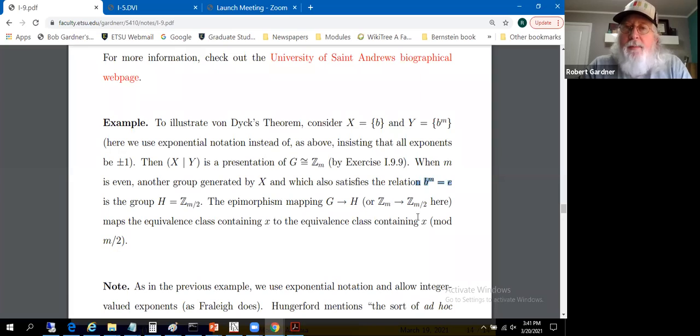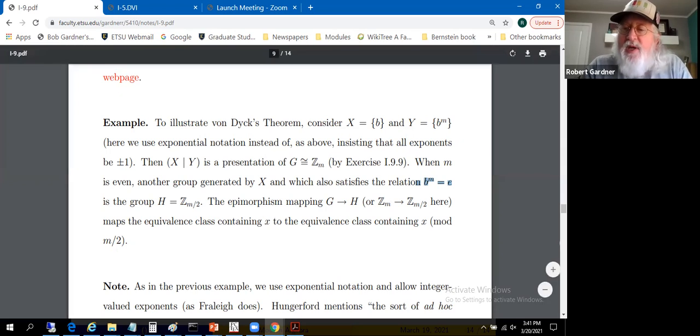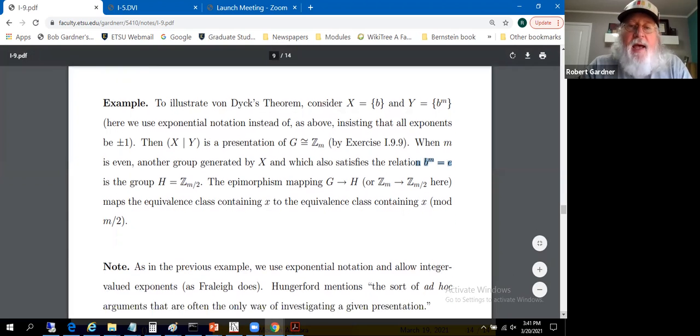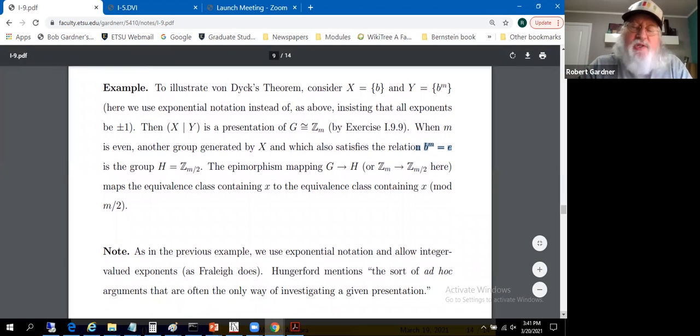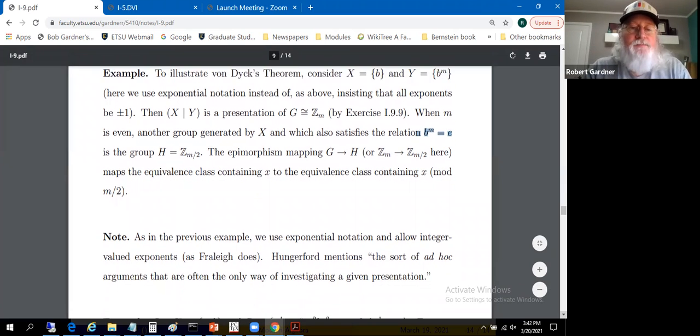So we get a 2-to-1 mapping. Of course, there are twice as many elements of Z sub M as there are of Z sub M over 2. But that's explicitly how the epimorphism comes in and how we get the largest possible group. It's finite here, so we are talking about the largest possible group.